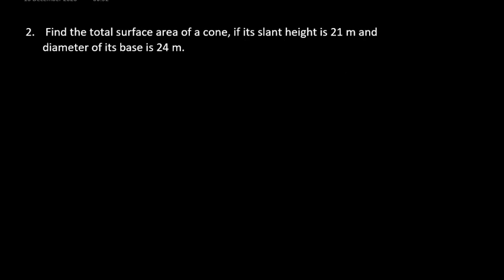Find the total surface area of the cone if its slant height is 21 meter. Now l is given 21 meter, unit is in meter, and diameter of its base, again diameter is given, d is equal to 24 meter. We have to find total surface area. So again diameter is given, so from diameter I can find radius. Now here radius is 12 meter. It is no use to write 24 divided by 2. It is half of that, 12 meter.